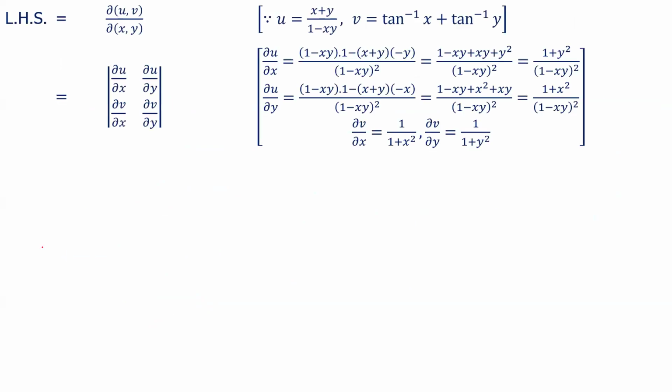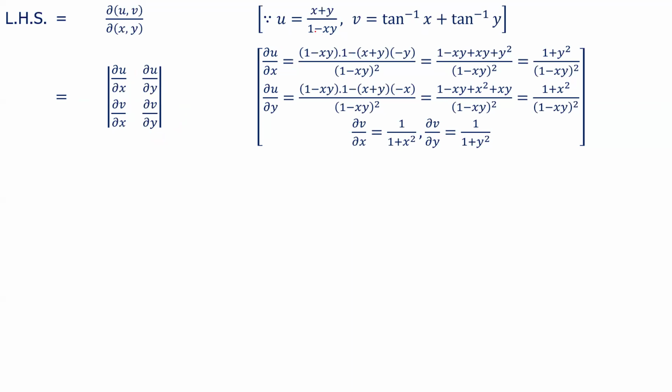What is the Jacobian of u, v with respect to x, y? It is nothing but the determinant of partial derivative of u with respect to x, that is del u del x, del u del y, del v del x, and del v del y. Now u is given by this, v is given by this. Let us try to find out del u del x. So how to calculate del u del x?